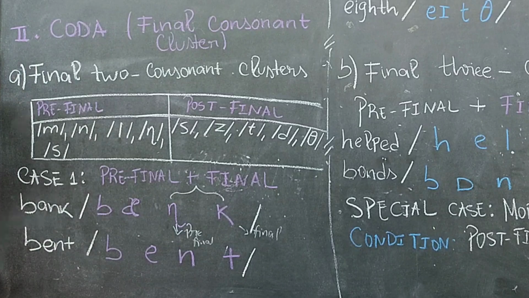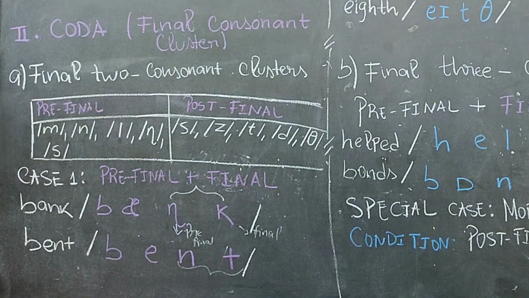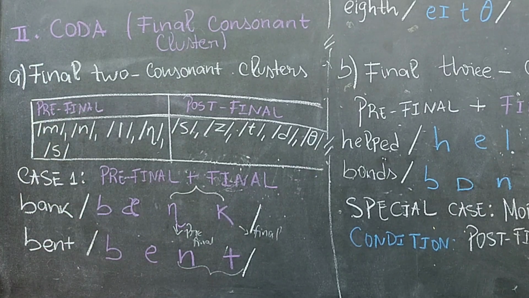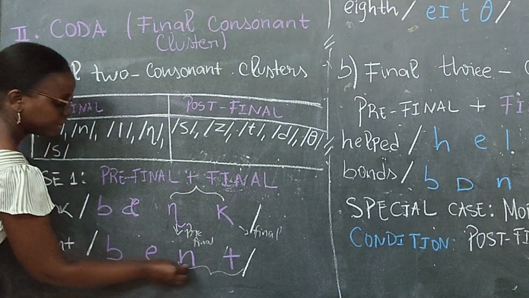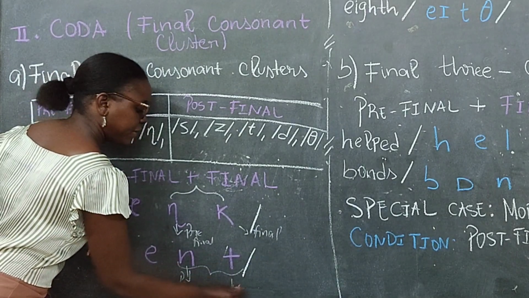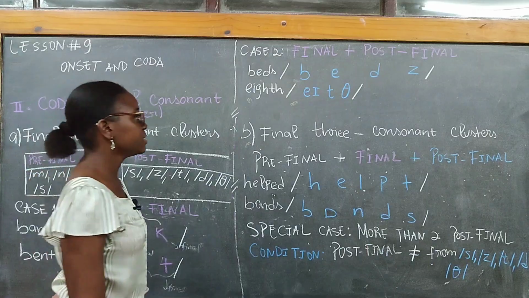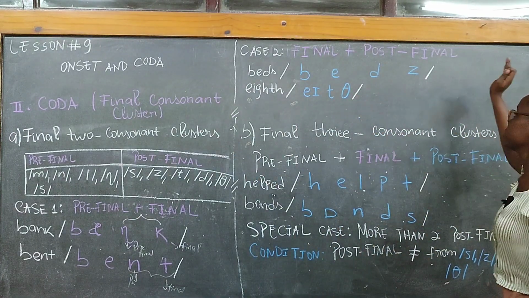Clear? Now, the second example, bend. We see a combination of two consonant sounds as well. And we see that we have n before t. So we also have what? A combination of a pre-final and a final consonant, where n is the pre-final and t is the final consonant. Easy, right? And we have the second case where we combine a final and a post-final.